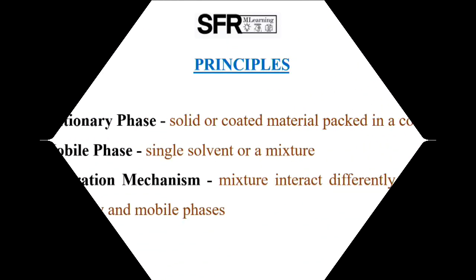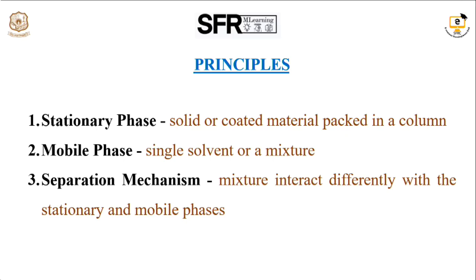Next, the principle of liquid chromatography. The principle includes the stationary phase, the mobile phase and the separation mechanism. The stationary phase is typically a solid or coated material packed in a column. It interacts with the components based on chemical affinity, size or polarity. The mobile phase is a liquid that moves through the stationary phase. It can be a single solvent or a mixture, for example water, methanol and so on. It carries the sample through the column.